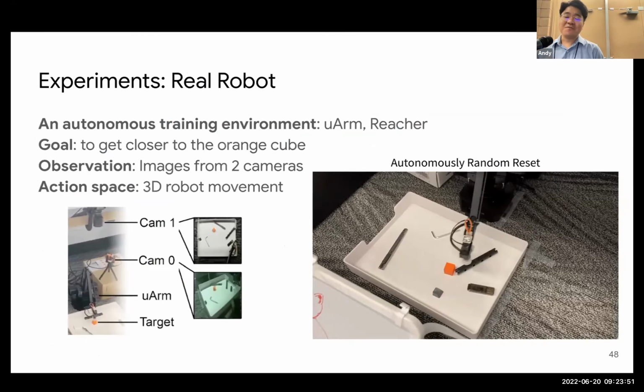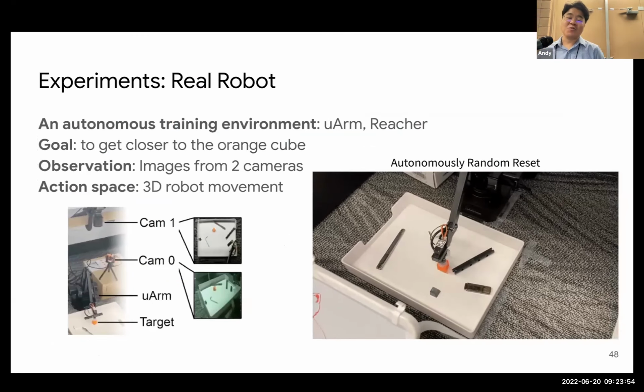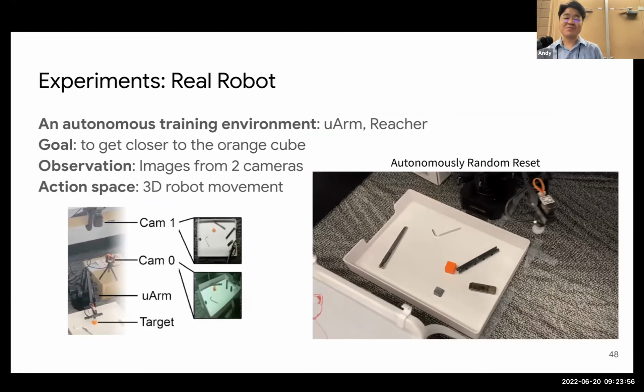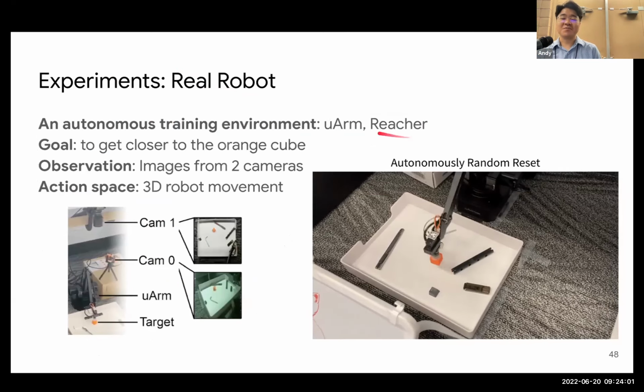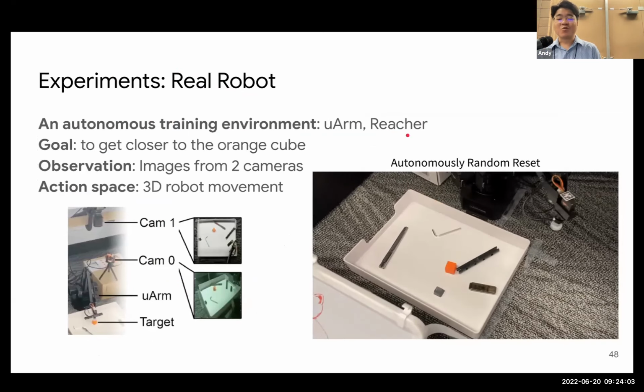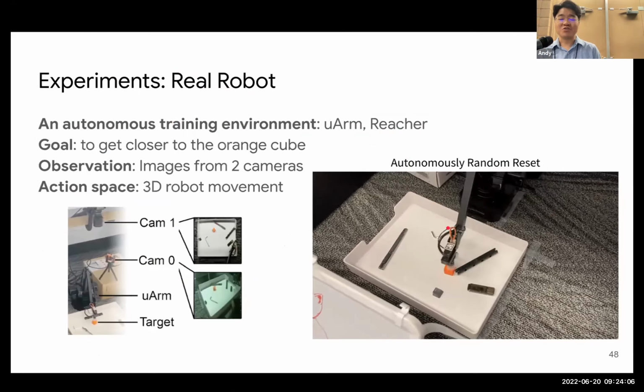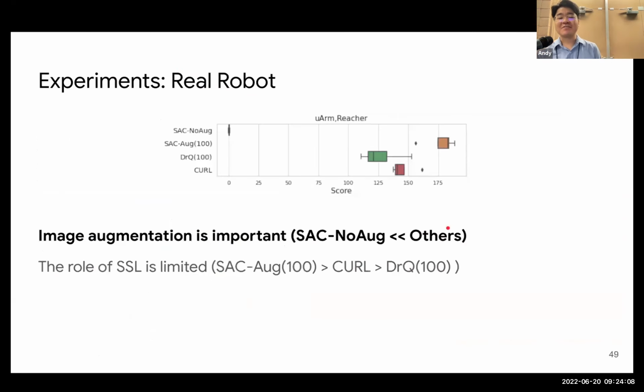So we also tried to confirm whether this holds in a real robot environment by running a very simple robot test. It's a real-world version of the Reacher in simulation. And the goal is just to get as close to the orange cube as possible. Here are some interesting results. Without augmentation, given a limited amount of data, we were not able to learn anything. As soon as we gave augmentation, it learned well. And it learned better than with the self-supervised learning loss.